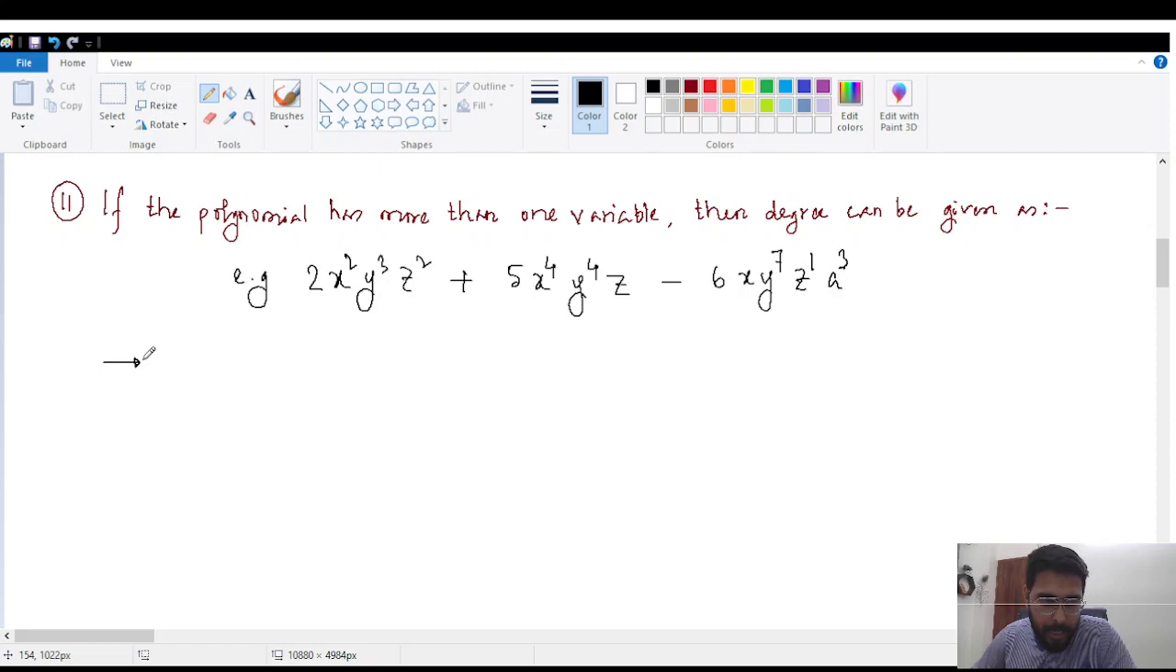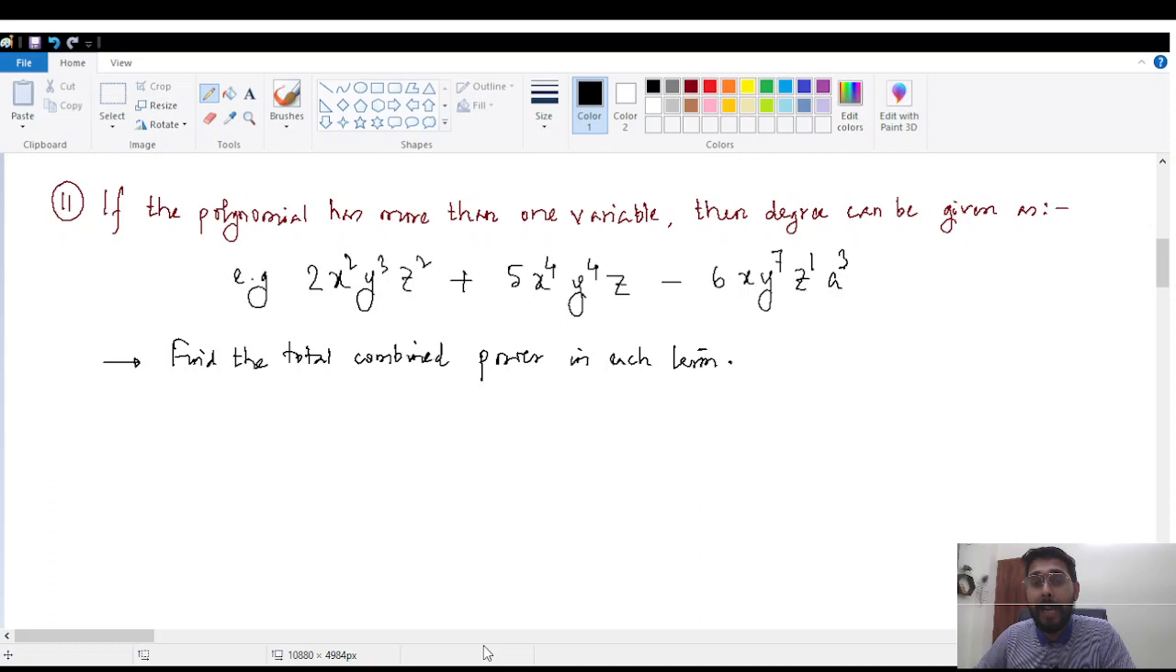In each of the terms, we have to find out the total combined power of the variables basically, right? So that is the first point. Find the total combined power. So how many terms are there? One term, two term, three term. Three terms are there. So for term 1, what is the combined power? Only the variables, remember, let's say if there was 2 squared, we won't have considered that square, right? Only the variables. So it will be 2 plus 3 plus 2. So combined power is 7.